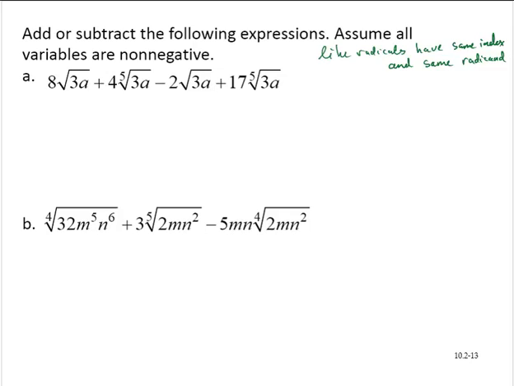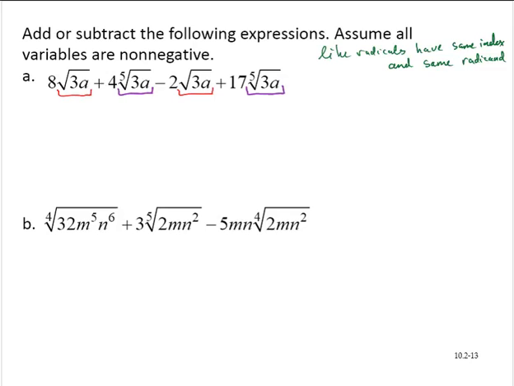So here I have a square root of 3a. That matches up with this term, right, the third term. I have a fifth root of 3a and another fifth root of 3a. Those match up. So the terms that involve the red are like radical terms, and the terms that involve the purple are also like radical terms. But they are not all like radicals because they involve different indices. We have square roots and fifth roots.